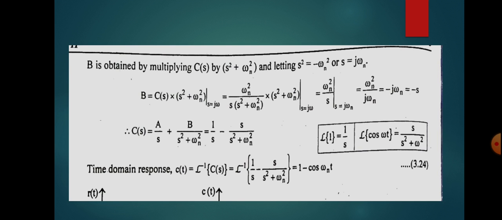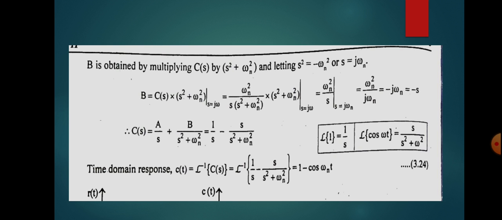And in the next case, B will be obtained by C(s) into s square plus omega n square, where s square equal to minus omega n square, or s is equal to j omega n. So substituting the value, we will get B equal to omega n square by s into s square plus omega n square into s square plus omega n square at s equal to j omega n. So s square plus omega n square terms will be cancelled from the numerator and the denominator. So omega n square divided by j omega n will be equal to minus j omega n, where minus j omega n is equal to minus s. We have taken the value of s equal to j omega n, so minus j omega n will be minus s.